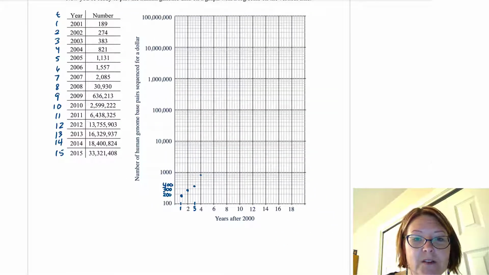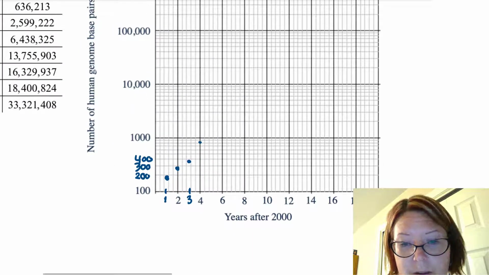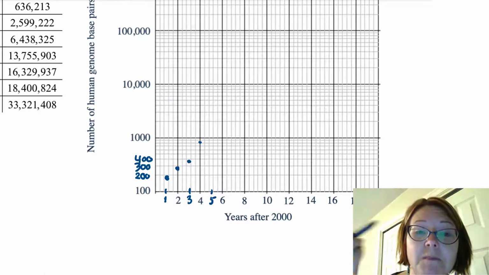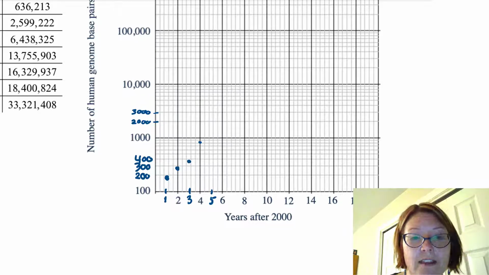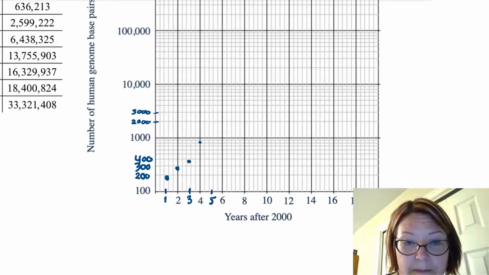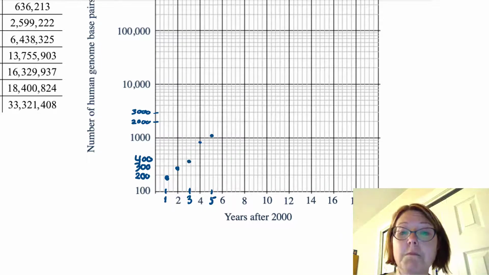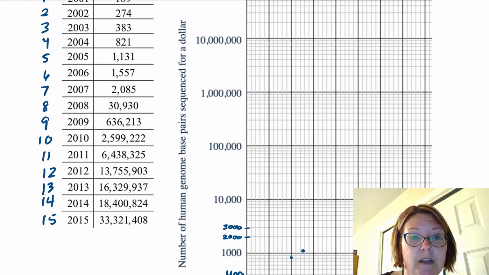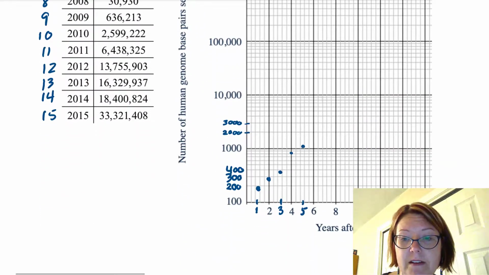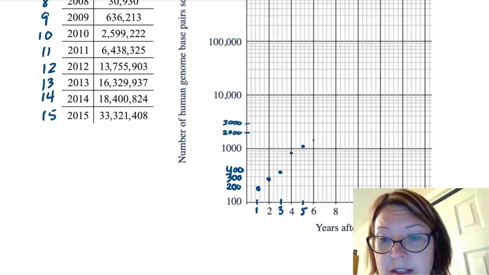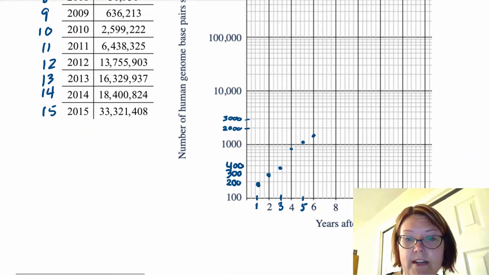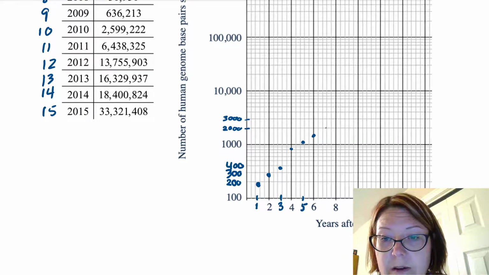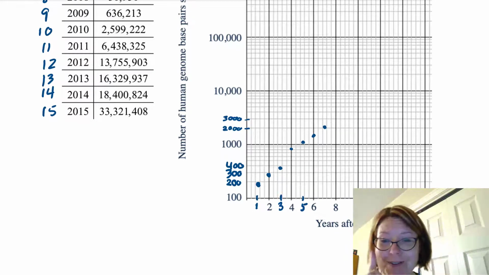Year 5 is 1,131. So year 5 would be here. 1,100. Well, if I'm multiplying 1,000 now, the next grid line up would be 2,000, then 3,000, 4,000, etc. So 1,200 would be between 1,000 and its first minor grid line, much closer to the bottom grid line of 1,000. Year 6, 1,557. Again, it's between the same two there, closer to the middle. Year 7, 2,085. So 7 is going to be just above the 2,000 grid line, that first minor grid line.